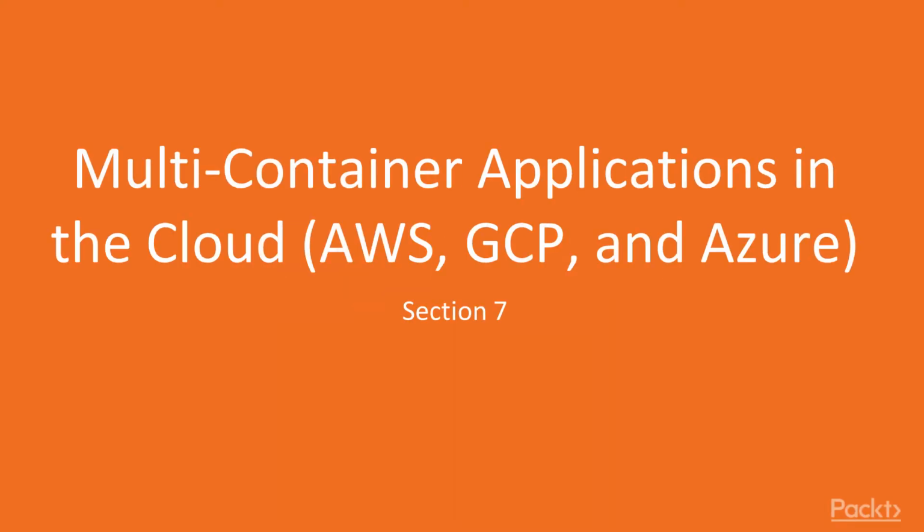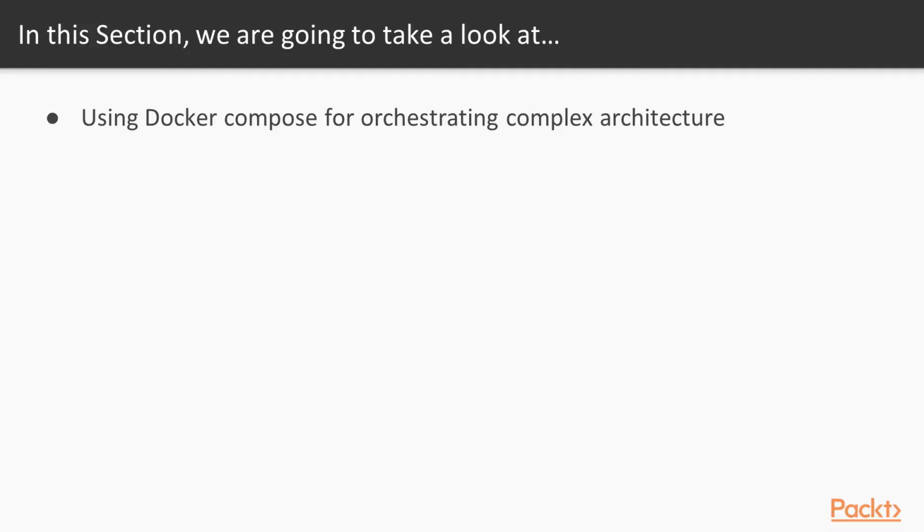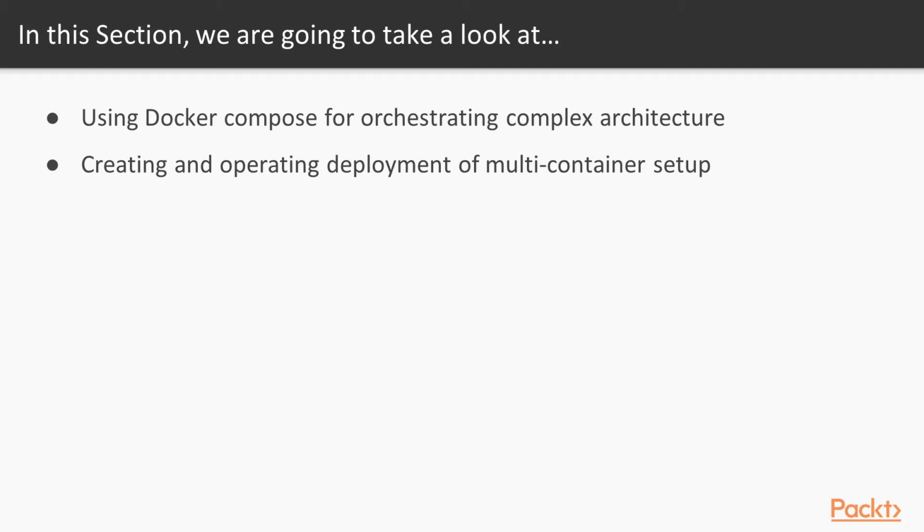Welcome to the last section of our course. In this section, we'll be learning about multi-container applications in the cloud. We'll be looking at AWS, GCP, and Azure and how they are working with Docker. So we'll be using Docker Compose for orchestrating complex architecture. Then we'll create and operate deployment of multi-container application and setup.